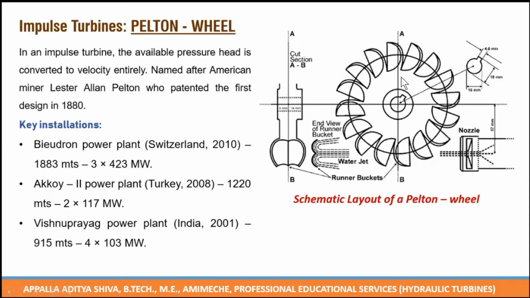Now, if we have to stop the turbine, we use something called a braking jet. This braking jet is applied in a direction that is opposite to the direction of rotation of the Pelton wheel. Some of the key installations are in Switzerland, Turkey, and in India, where you can see the high head, that is 1,800 meters and above. You have the Swiss turbine, and so on and so forth.